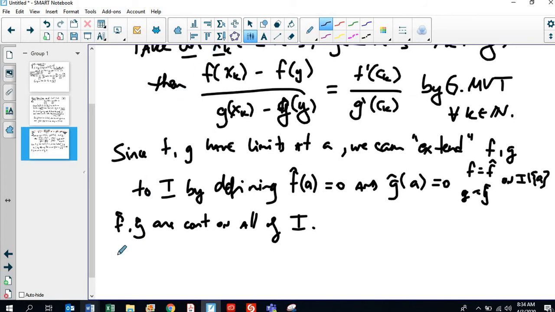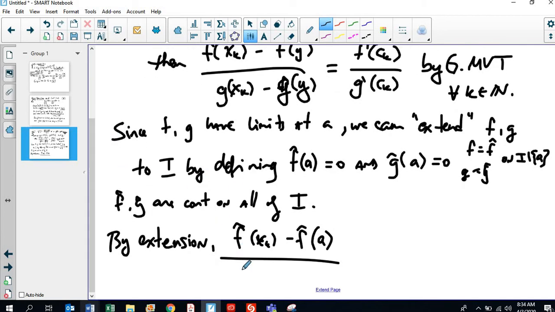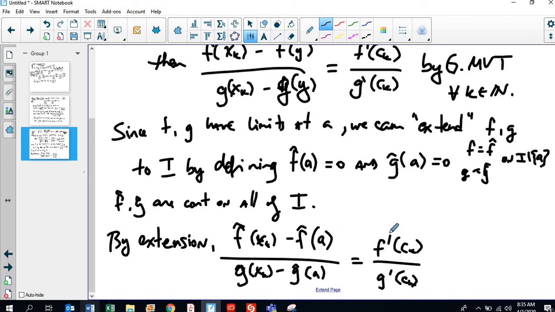And so by extension, then, what we have is (f hat of xk minus f hat at a) over (g hat of xk minus g hat at a) must be equal to some kind of f prime of ck over g prime of ck. All right, so these are maybe hat primes, whatever, but same idea.